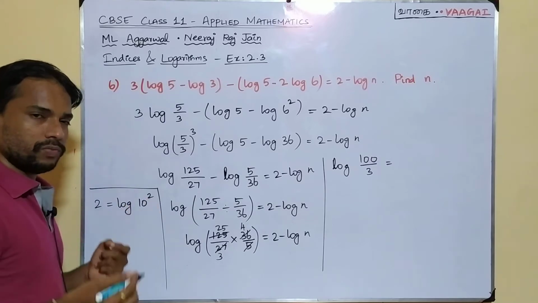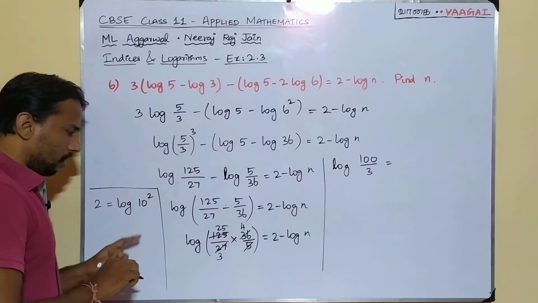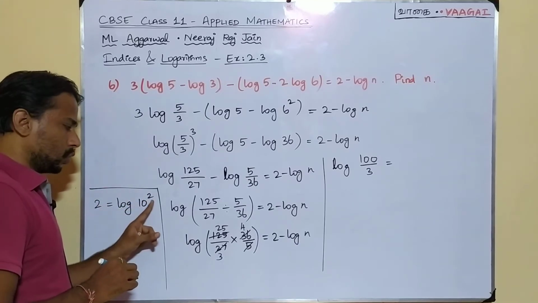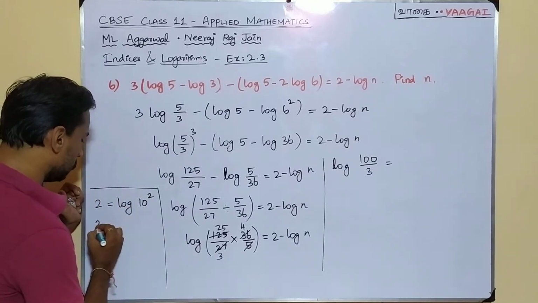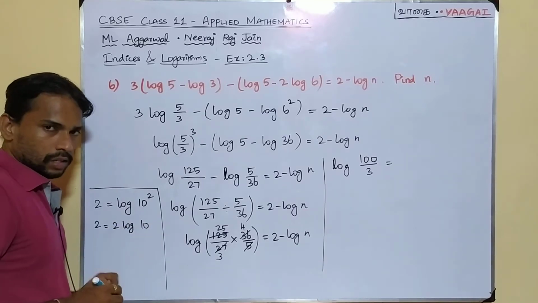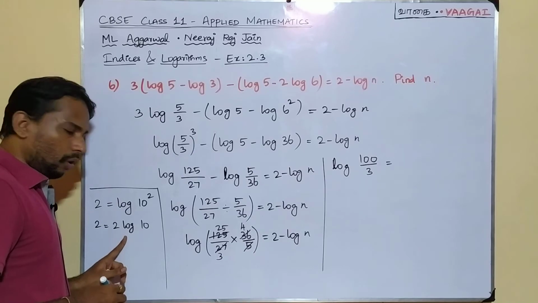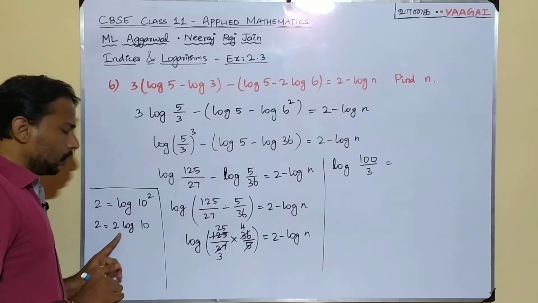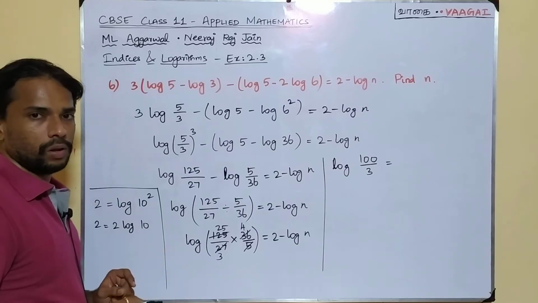I will show you how. Just try to use the power rule. What happens? This 2 goes to the front. So it becomes 2 into log 10. This is how it becomes, right? We already know log 10 is equal to 1. So that means 2 is equal to 2 into 1. That's it. Very simple.